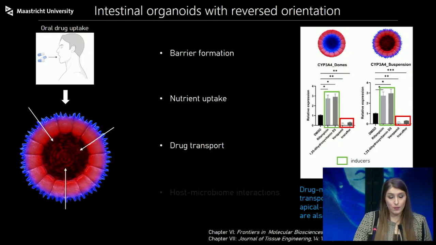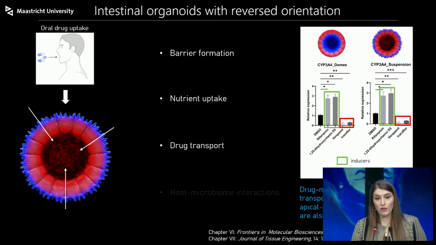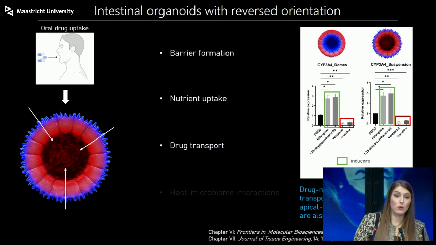The intestine is also responsible for the uptake and metabolism of orally administered drugs. CYP3A4 is one of the most dominant and abundant drug metabolizing enzymes, and its expression can be induced by drugs like rifampicin and 1,25-dihydroxyvitamin D, or inhibited by drugs like verapamil and ivacaftor. Our results show that treatment of organoids with such drugs can really induce or inhibit, respectively, the expression of CYP3A4. And what we concluded from that is that we don't only have drug metabolizing enzymes present in our system, but they also show a form of activity.